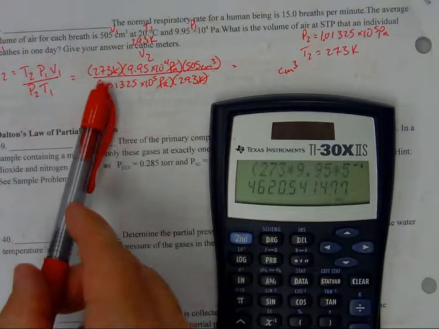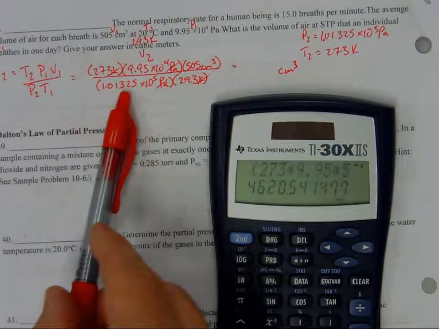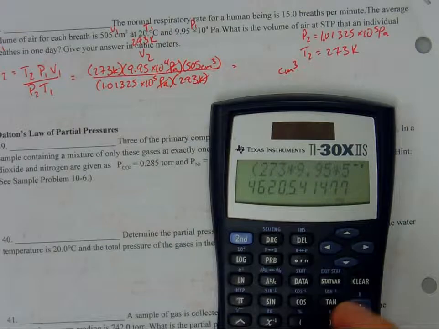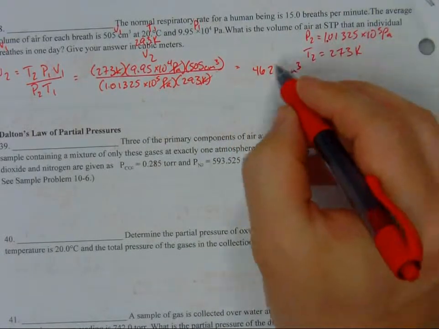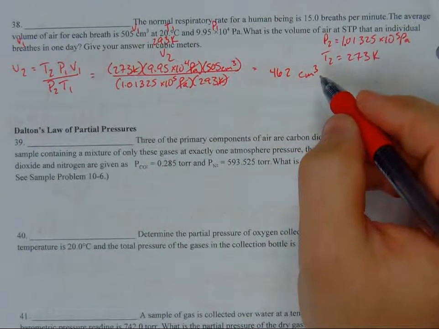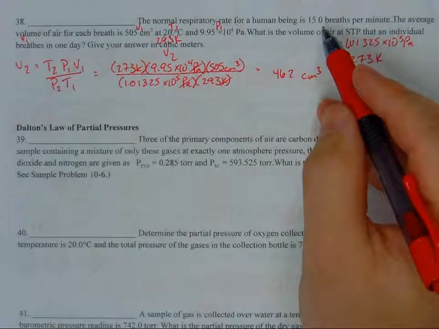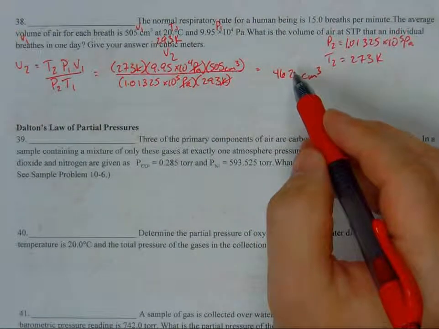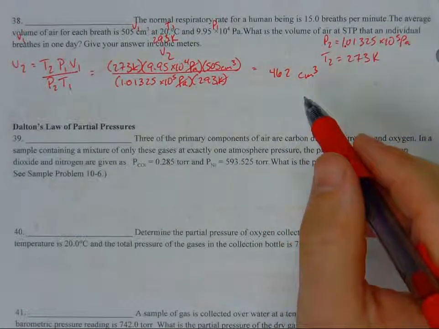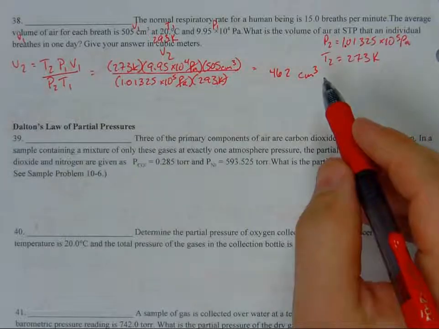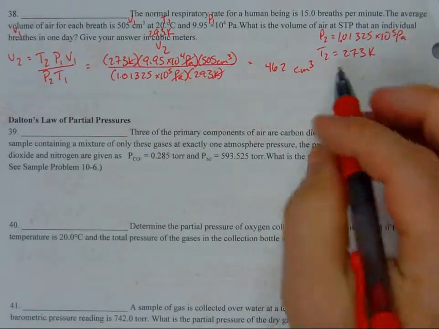Now, as I look at these values, I'm seeing 3 significant figures with the exception of this value for pascals, but everything else is in 3 significant figures, so I'm going to report 462 cubic centimeters. Now, this is V2, but realize in the way that this question is being posed, this means that per breath we're getting 462 cubic centimeters. This is per 1 breath.